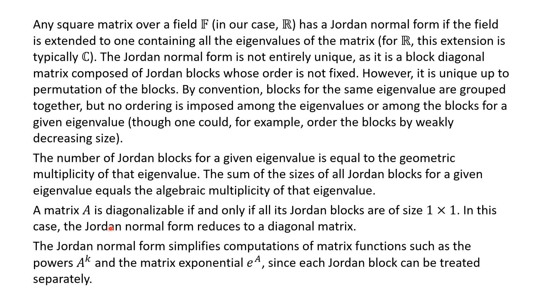A matrix A is diagonalizable if and only if all its Jordan blocks are of size 1 by 1. I mentioned that in the previous slide. In this case, the Jordan normal form reduces to a diagonal matrix. So that's the easy case. The Jordan normal form simplifies computations of matrix functions such as powers of your matrix, or even taking the exponential of a matrix. And we'll need some of this when we talk about matrices and matrix calculus in another series of lectures that I'm going to give. So that's why I'm bringing it up here.